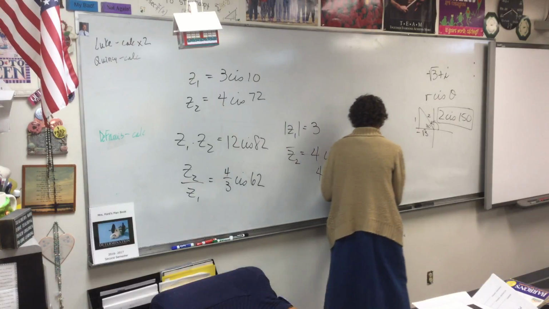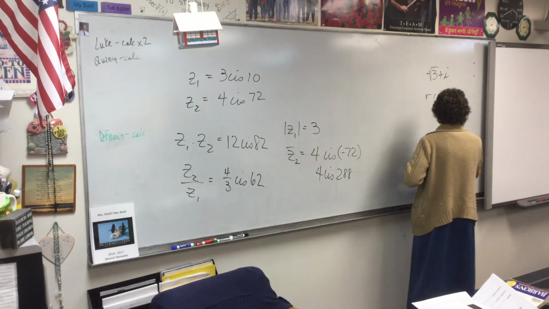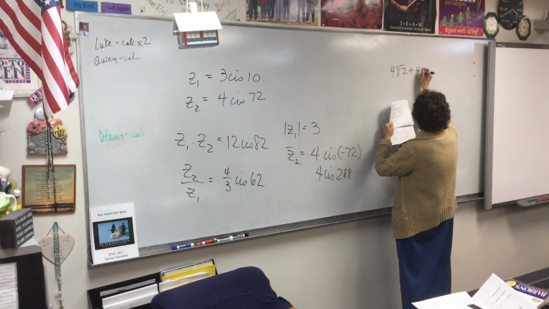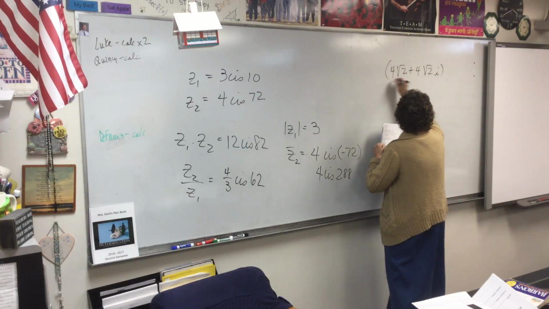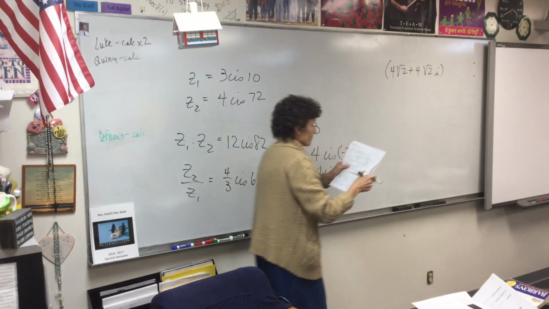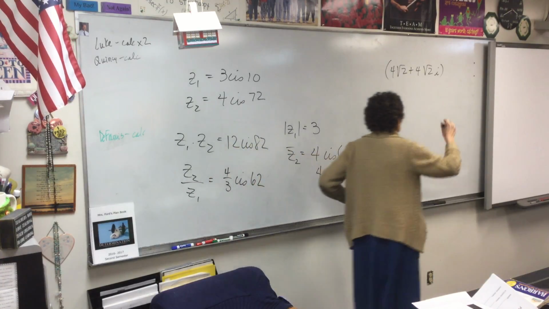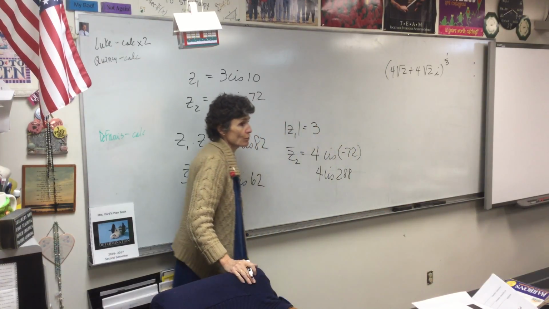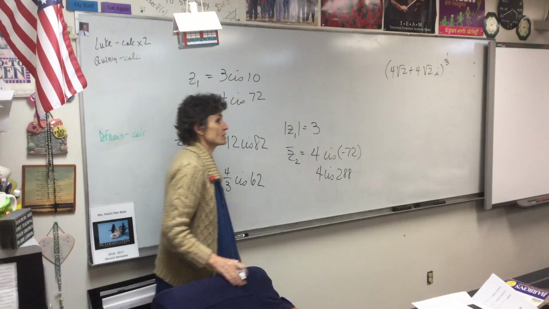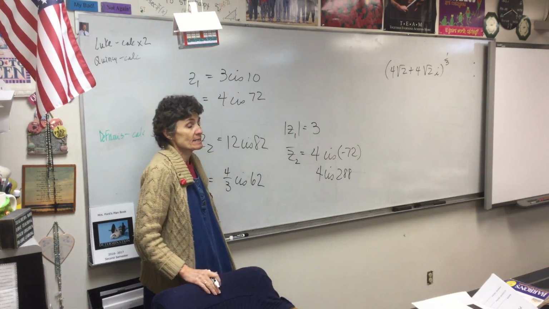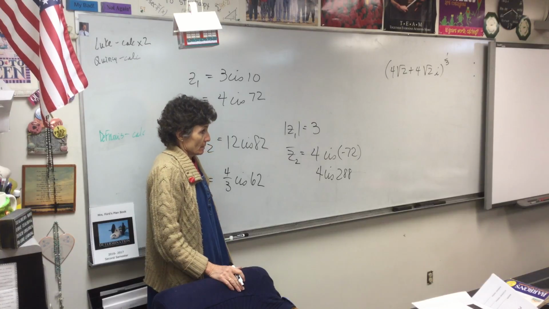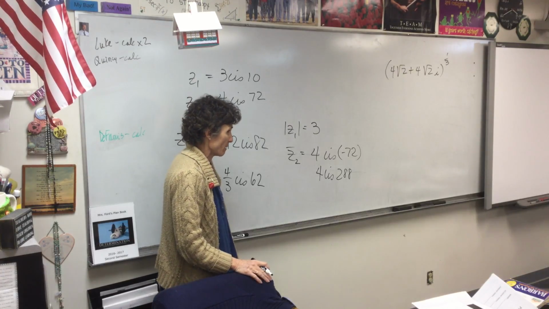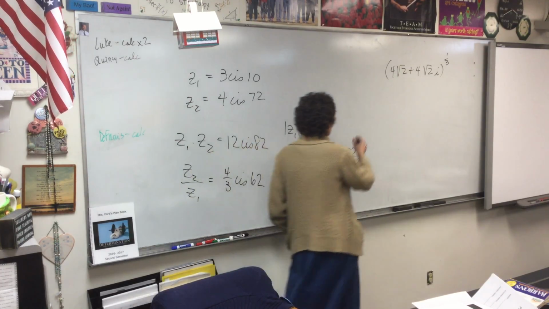Number 10. Find the cube roots. Okay, here we go. Find the cube roots of this number. Now, cube roots mean 1/3 power. So I am raising this guy to the 1/3 power. And I will use De Moivre's, because that's how I raise numbers to powers. In order to do that, I'm going to have to change my number into polar form.